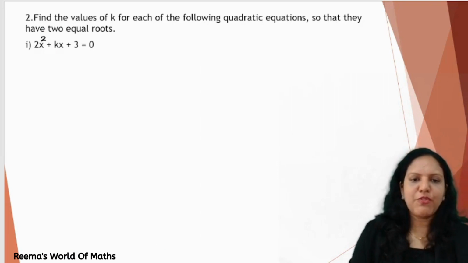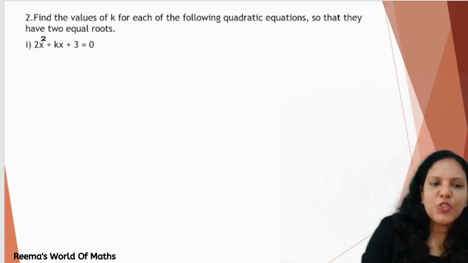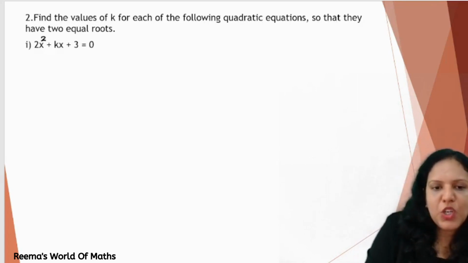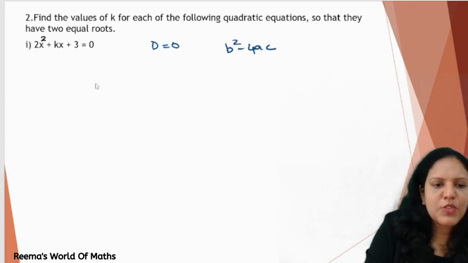Find the values of k for each of the following quadratic equations so that they have two equal roots. Here it is given that it has two equal roots, so that means the value of D is equal to 0. Now we know the formula for finding D, which is b squared minus 4ac. Correct? So b squared minus 4ac equals 0.